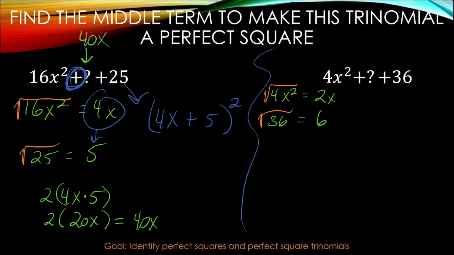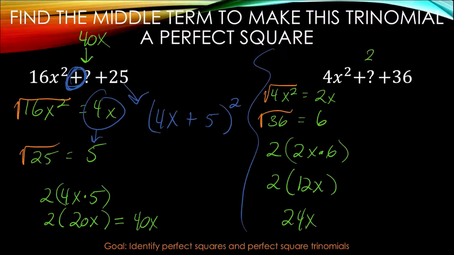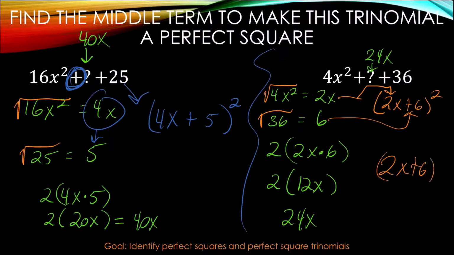So now I'm going to take 2x, multiply it by 6, and then double it. So 2 times 2x times 6 is 24x. That's what would have to be here. My factored form of this is going to be (2x + 6) squared. And I'm going to just write that out without those arrows. There's my factored form.